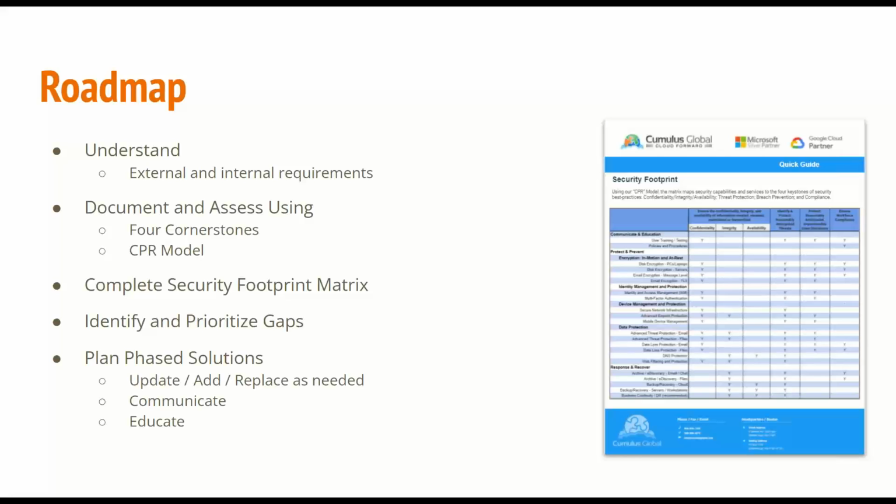As you do that, you'll obviously identify what you have, which will let you see what gaps may exist, and you can prioritize those. Once you have gaps you want to fill or need to fill prioritized, then you can plan solutions and you can phase that in. And that might be updating policies and procedures or technologies or training. It could be adding new, or it can be replacing. It all depends on what's needed.